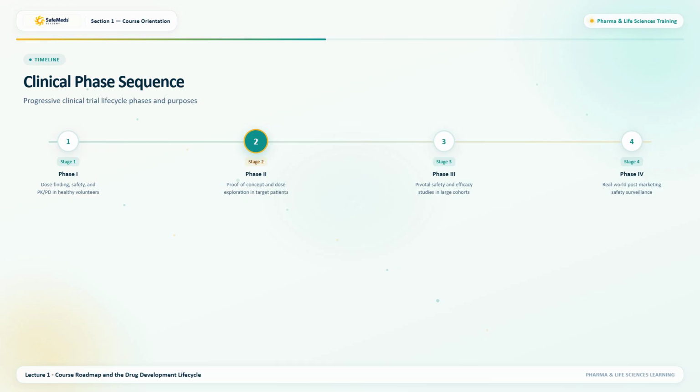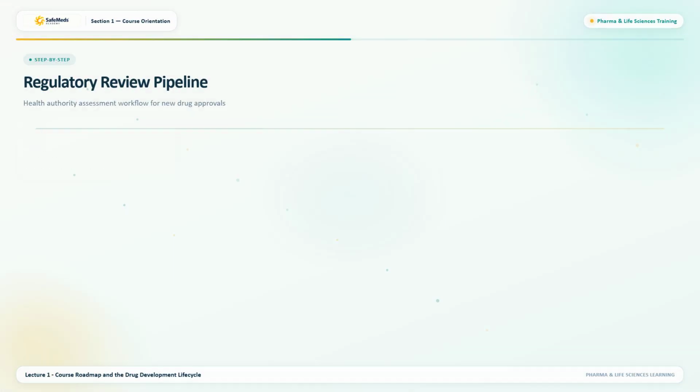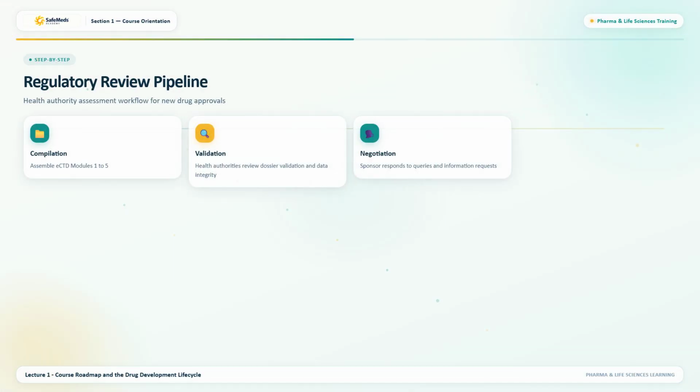Clinical operations and data management teams manage the logistics, data collection, and safety monitoring required to run these trials. The scientific data generated during these phases form the foundation of the marketing authorization application submitted to health authorities for commercial approval. The regulatory review phase is the ultimate gatekeeper in the drug development lifecycle, where health authorities evaluate submission dossiers to decide if a product can be approved.